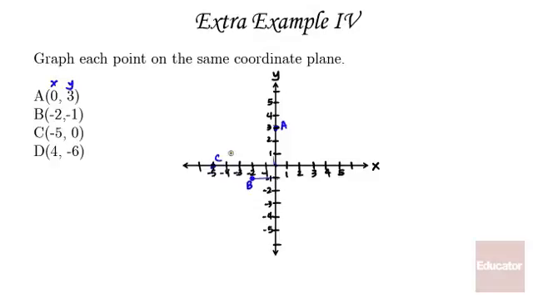And then my last point, D, is going to be 4 and negative 6. So negative 6 on my y-axis. It's right here. So they meet right there. And that point is labeled D.